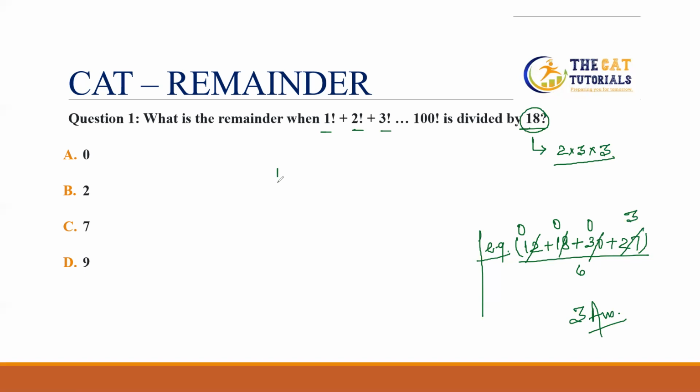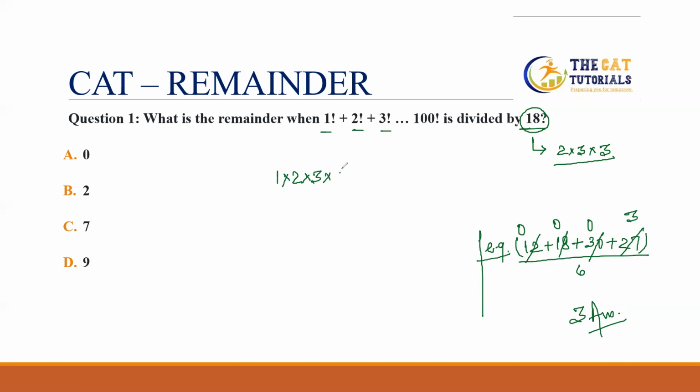1 factorial is 1. So definitely in 1 factorial, we haven't got 18. Again, the value of 2 factorial is 1 into 2. So we have got a single 2. But for 18, we require 2 times 3. So again, we have to wait for the 3 factorial. 3 factorial is 1 into 2 into 3. Again, we don't have 18.